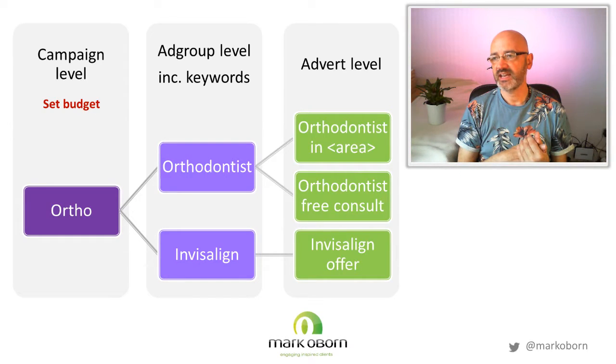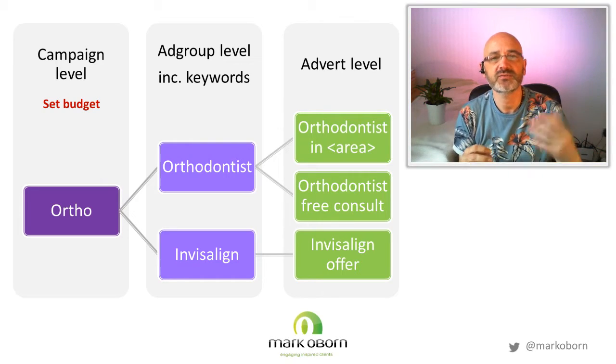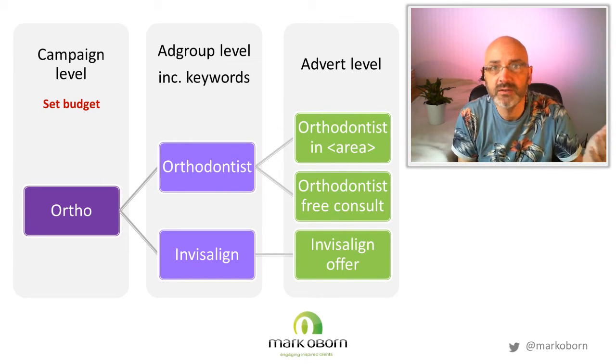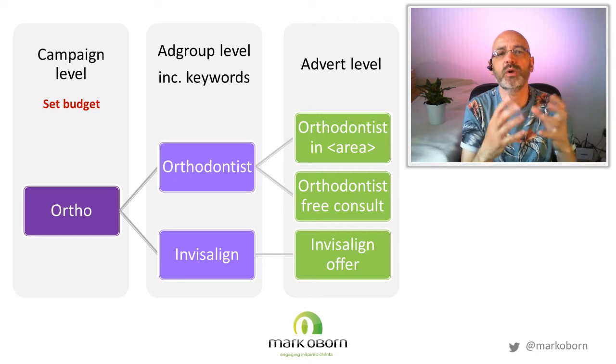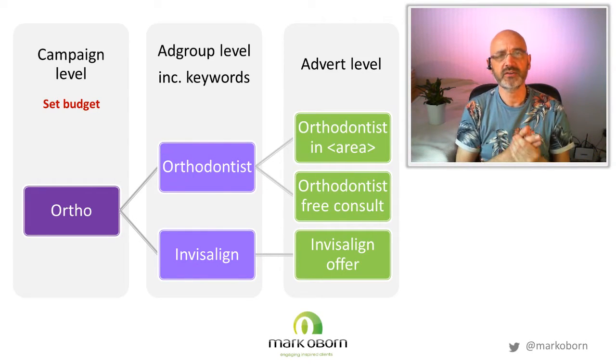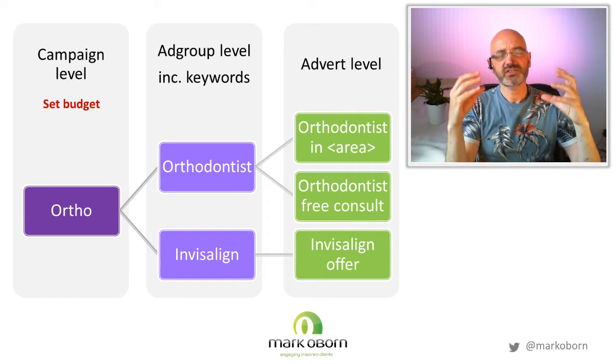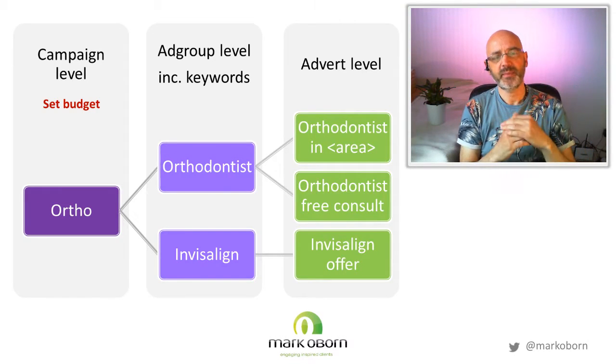So when clients say, what should I spend per month? And we set the budget of £1,000, £10,000, whatever it is, that's the level at which that budget is set. So we may say we're going to spend £300 a month, £500 a month on orthodontics. So we'll have an ortho campaign. Then we may have various ad groups and levels within that campaign.